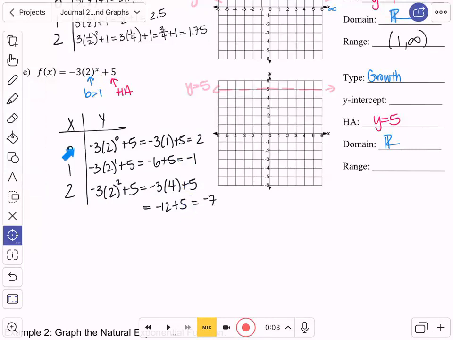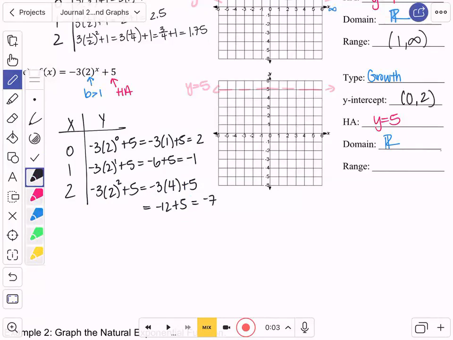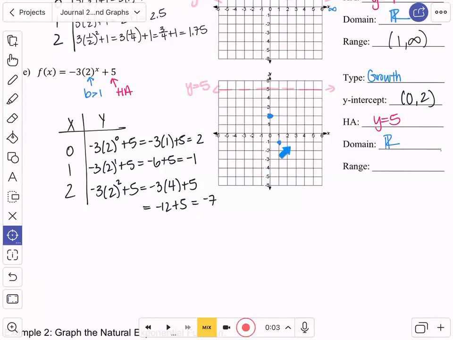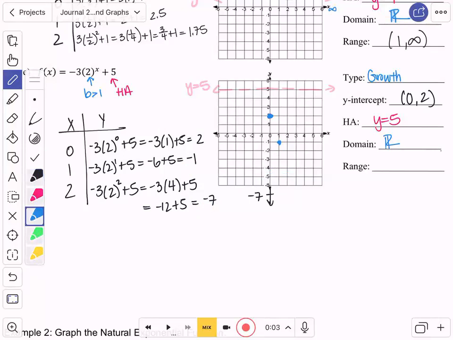So 2, 0, 2, if I plot that, that's also my y-intercept, so I'll write that here, 0, 2, is about right here. Oh, let me do it in blue. So that is going to be my y-intercept. And then at 1, it is at -1, so down here. And then at 2, it's going to go down to -7. So I need to actually extend my graph just a tiny bit so I have room to go down that far. There we go. And so this side is like skyrocketing downwards, as interesting as it is.